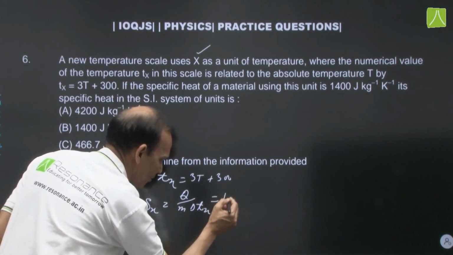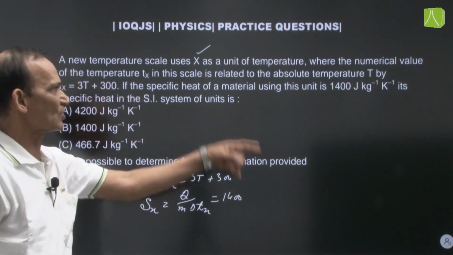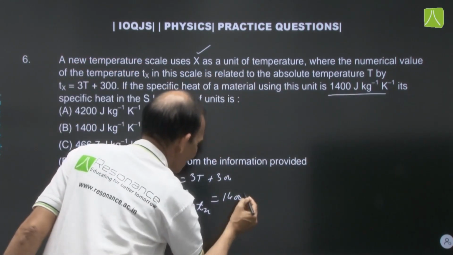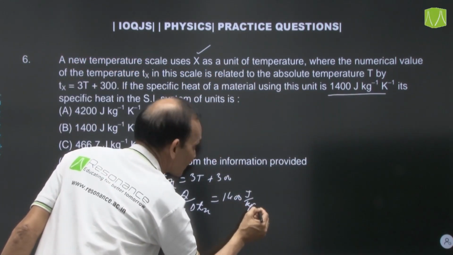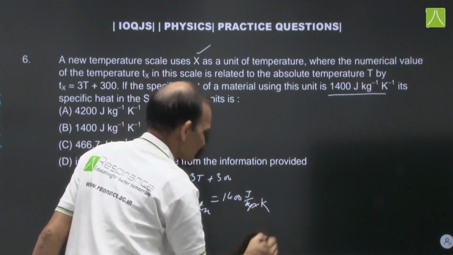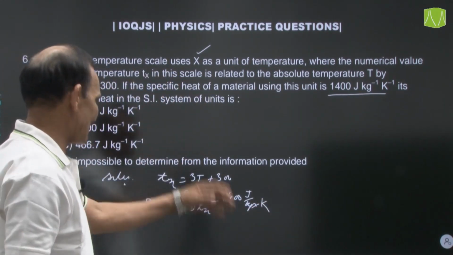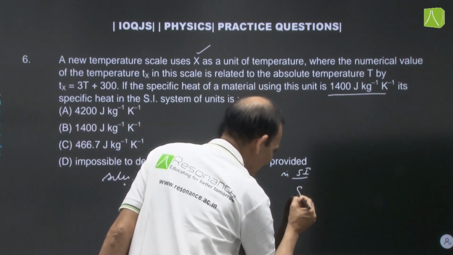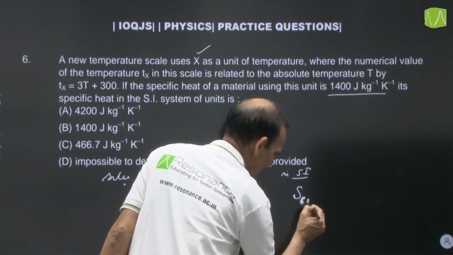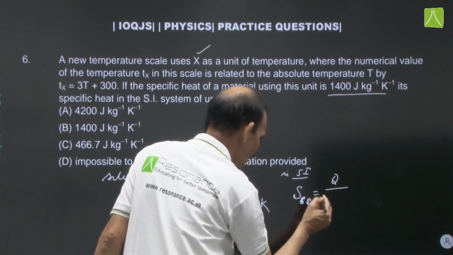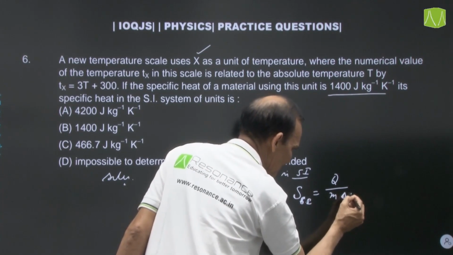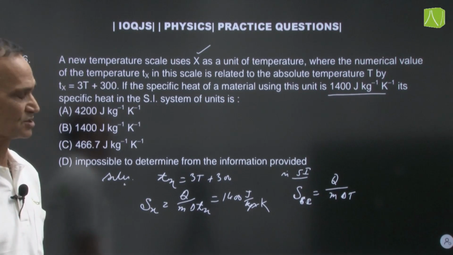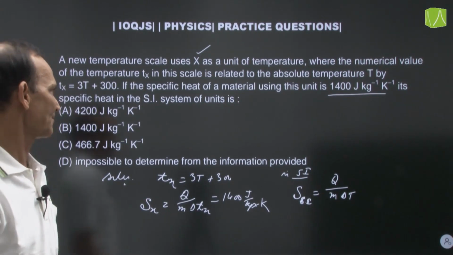It is given 1400 joule per kilogram Kelvin, according to the question. In SI, specific heat must equal Q upon M delta T. It will be the answer. We have to find the value of specific heat in the SI system.